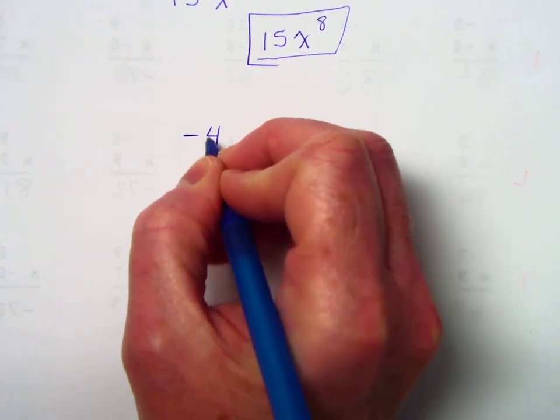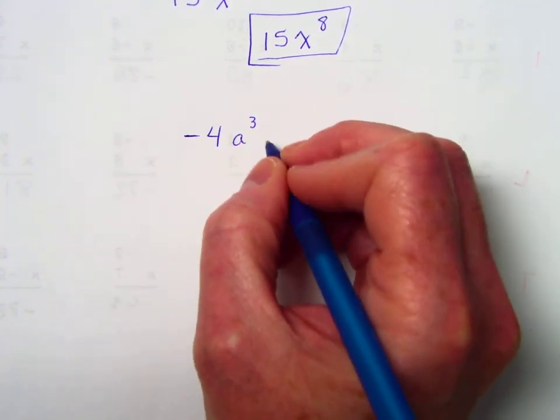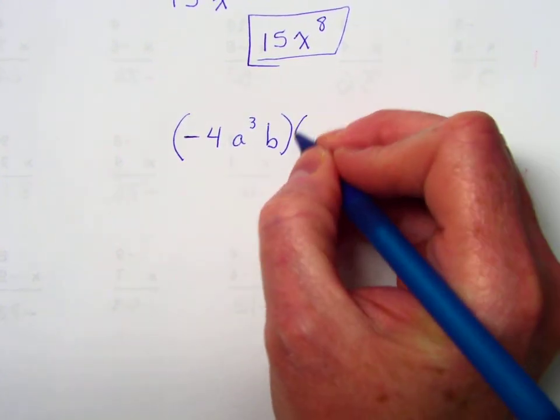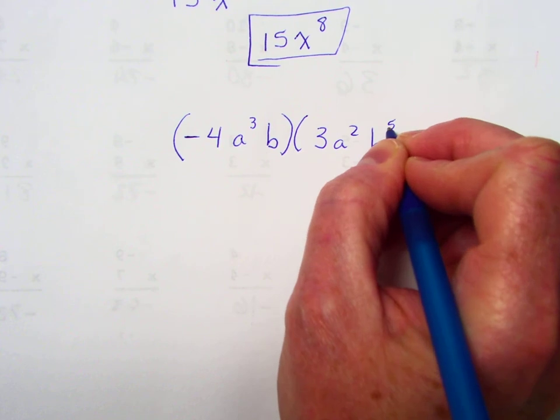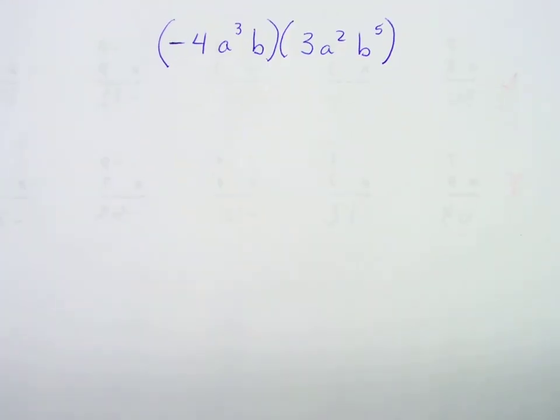We're going to multiply two monomials again, but this time we're going to have some negatives, and we're going to have more than one variable. This is the second example that's in your notes. Okay. What would you guess you should do first?